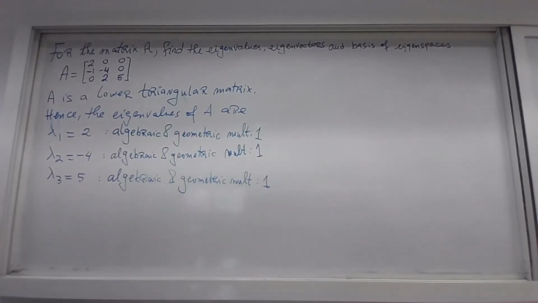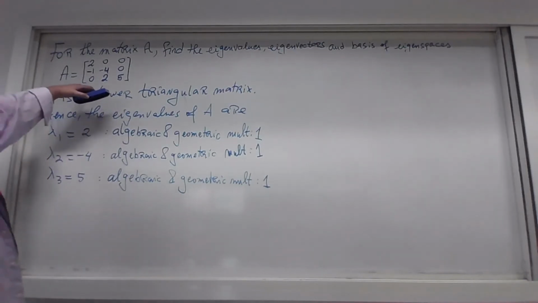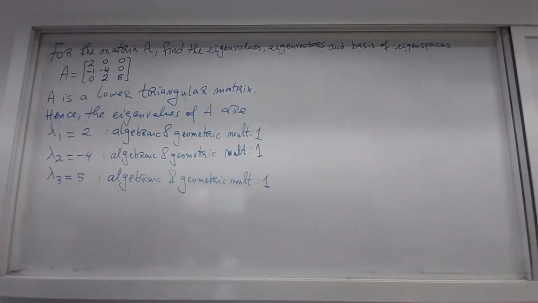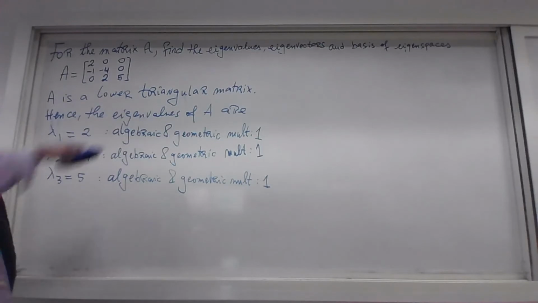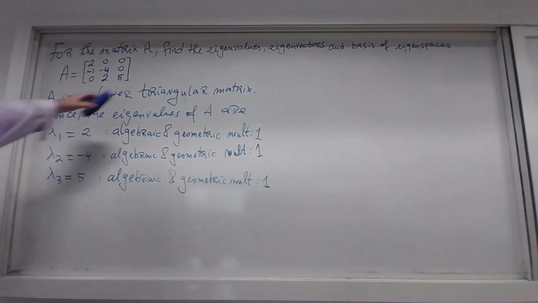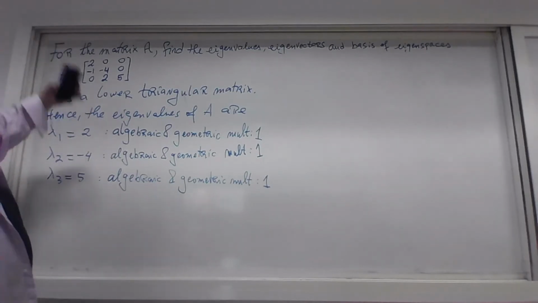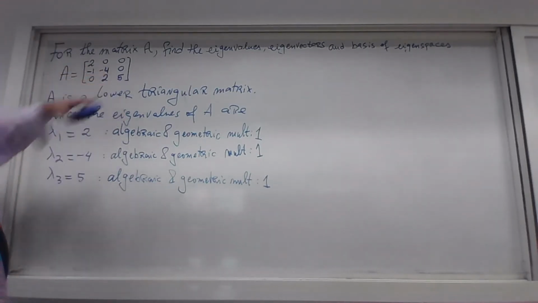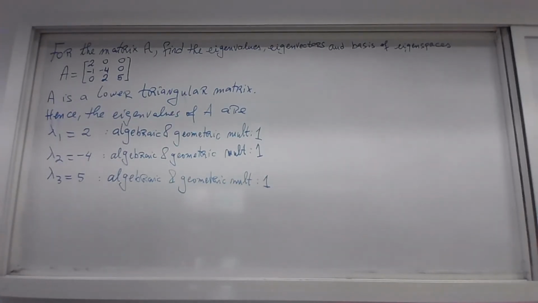Here we have another 3x3 matrix, again lower triangular, so this time I'm a little bit smarter. I just realized it is a lower triangular matrix, so I know by a result that the eigenvalues of a lower triangular, upper triangular, or diagonal matrix are just the diagonal entries. So it's 2, negative 4 and 5, those are the three eigenvalues. No need to write the characteristic polynomial for nothing, don't suffer for nothing. This case is simple because it's lower triangular.